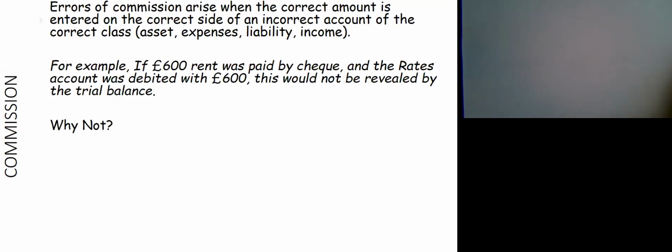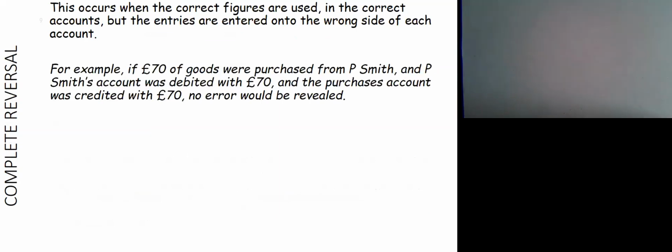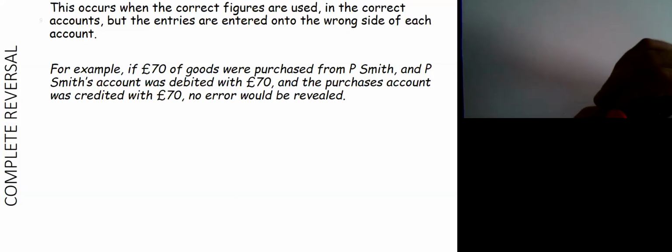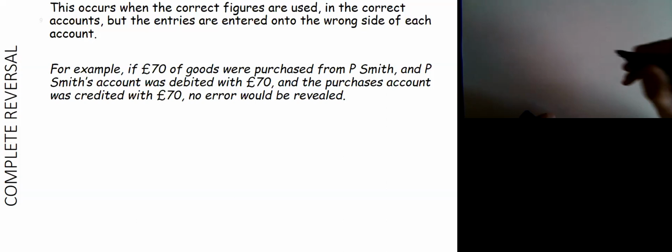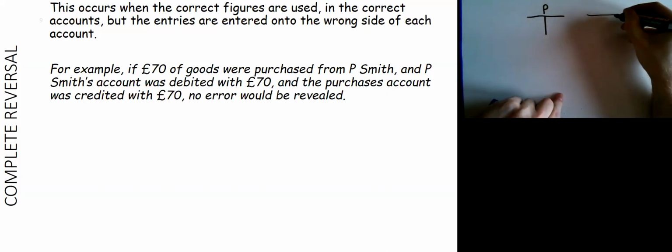Okay, next one. Talked about that already. Reversal. This is when the correct figures are used, the correct accounts are used, but they're on the wrong side. So instead of being on the debit side, it's on the credit side, and vice versa. So the sides have been switched. For an example, £70 of goods were purchased from P. Smith, and P. Smith's account was debited with £70 and purchases was credited with £70. So we know that purchases is a debit. This is how it looks. Purchases and P. Smith.